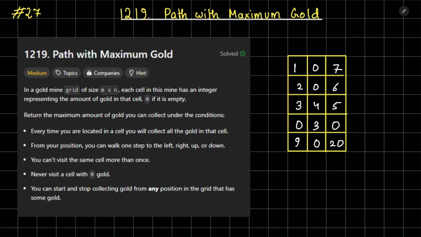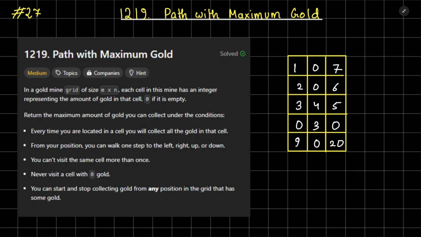Every time you locate a cell, you will collect all the gold inside that cell. So at whatever cell we are, we need to take all of its gold. From your position, you can walk one step to the left, right, up or down. So from any cell, we can go to the 4 directions or the 4 cells if they are available. You can't visit the same cell more than once.